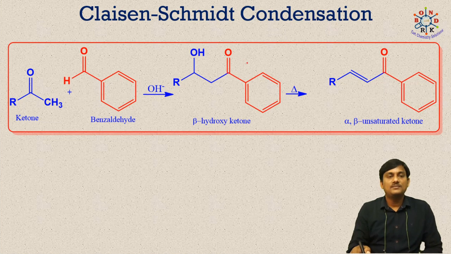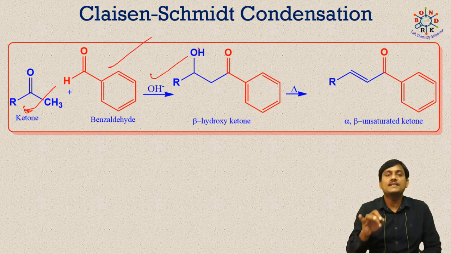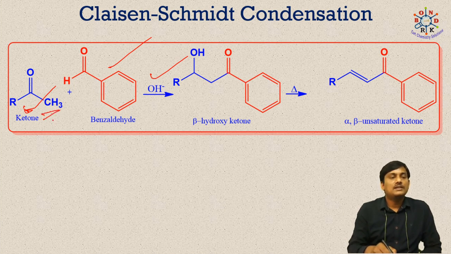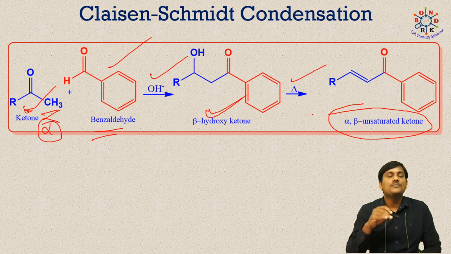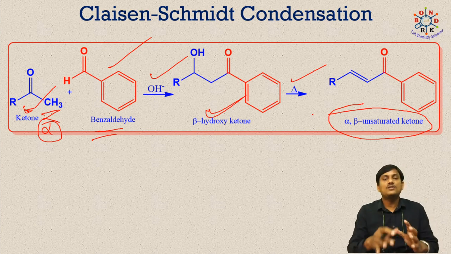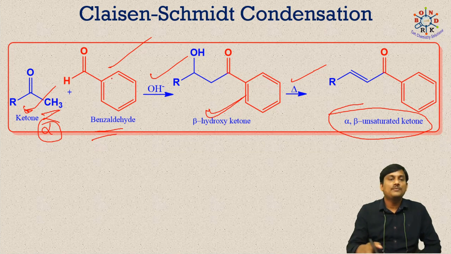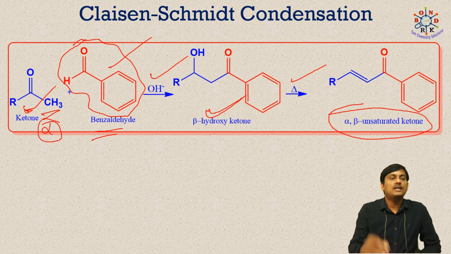Claisen-Schmidt condensation reaction. In the Claisen-Schmidt condensation reaction, there is a reaction between a ketone and benzaldehyde in presence of OH minus. It's a modification of Aldol condensation. The ketone should have at least one alpha hydrogen, and benzaldehyde has no alpha hydrogen. In this case, there is a formation of beta hydroxy ketone. Upon heating, there is a formation of alpha beta unsaturated ketone. Simply, it's an Aldol condensation between a ketone with at least one alpha hydrogen and benzaldehyde. You have to take an aromatic aldehyde.